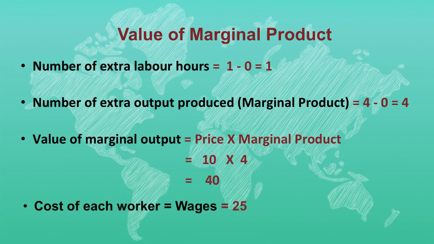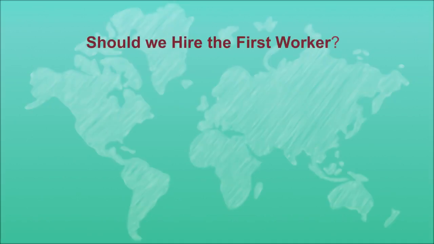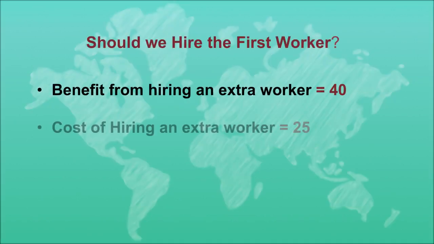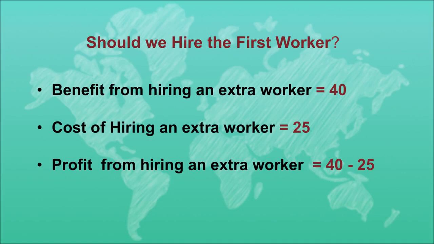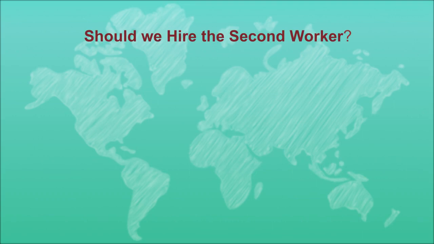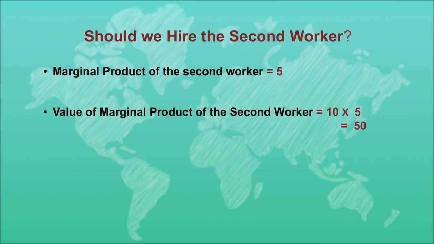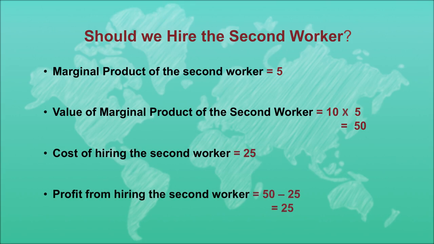Now how much does one worker cost? Well, just the wages, which is 25. So is it worthwhile to hire an extra worker, just one worker? Well, it gets you 40 and it costs you 25. So yes, you actually make a margin or a profit of 15 on just this one worker. Should we hire the second worker? Well, what's his marginal product? 5. How much is that worth? 5 into 10, 50. How much does he cost you? Well, 25 again. So now you're actually making more money off the second worker. It's 50 minus 25. So it's definitely worth it.